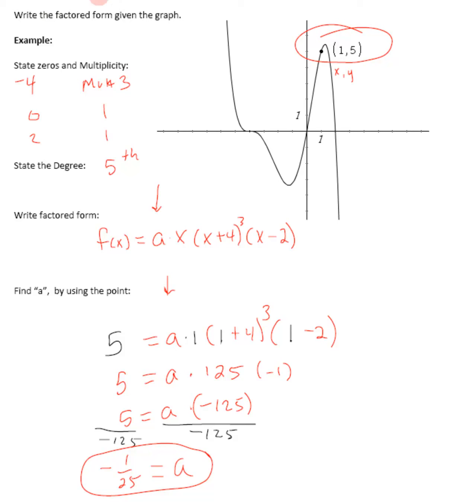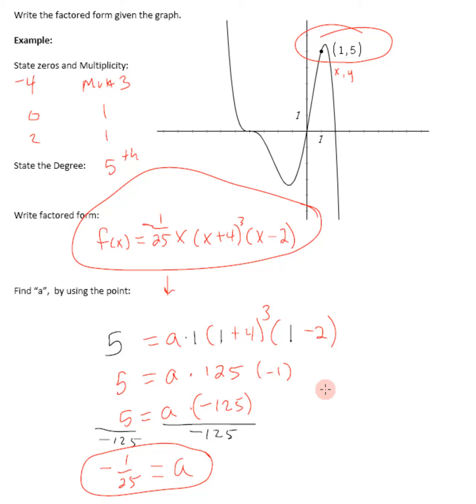So if I go grab my pencil eraser, and I erase that a, and I go ahead and put in now the -1/25. There's a negative sign there. That is the equation of this graph. And if you put this in your calculator, -1/25 times x, times x plus 4 to the cubed, times x minus 2, you will get this graph. And I'll go through the point 1, 5.